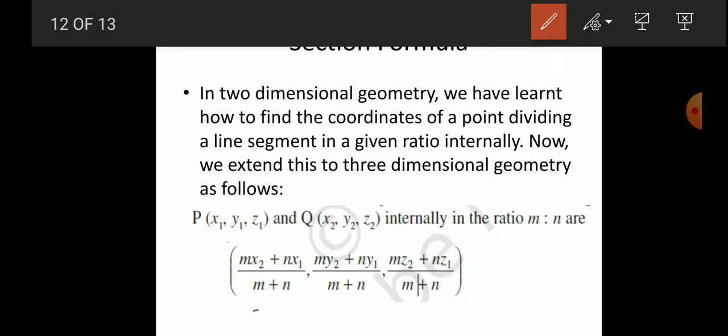We know that in two-dimensional geometry, if the points P and Q are (x1, y1, z1) and (x2, y2, z2), and the ratio is m to n internally, then the point would be (mx2 plus nx1) divided by (m plus n), (my2 plus ny1) divided by (m plus n). Similarly, we just extend to the third dimension: (mz2 plus nz1) divided by (m plus n). So this is the formula.